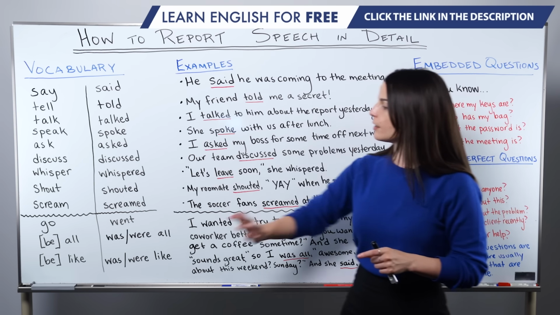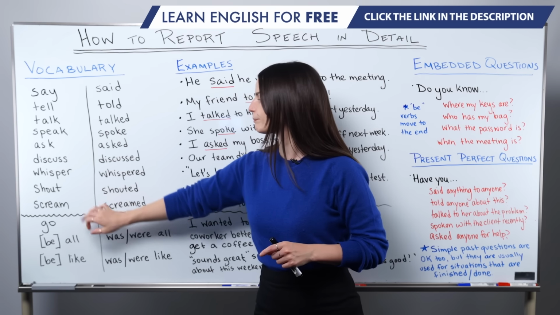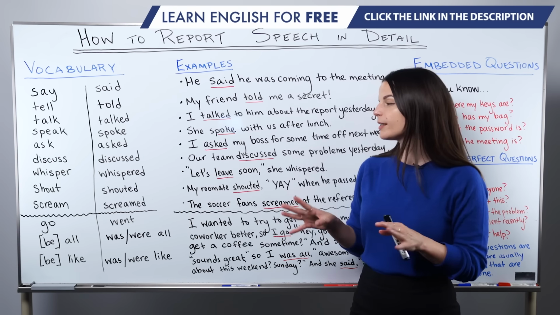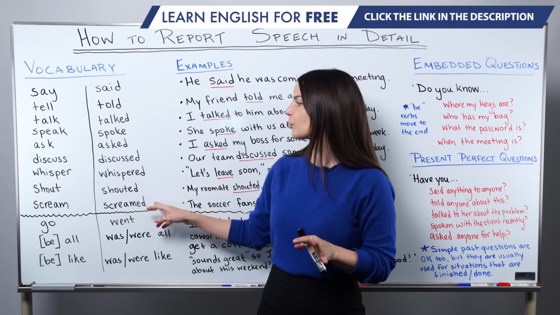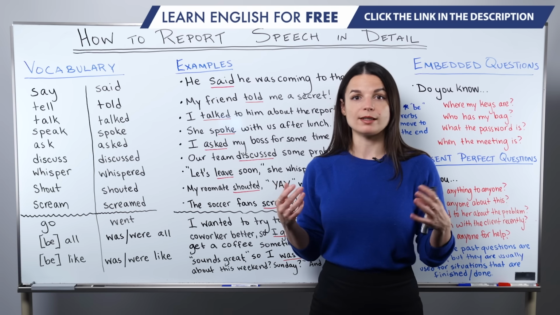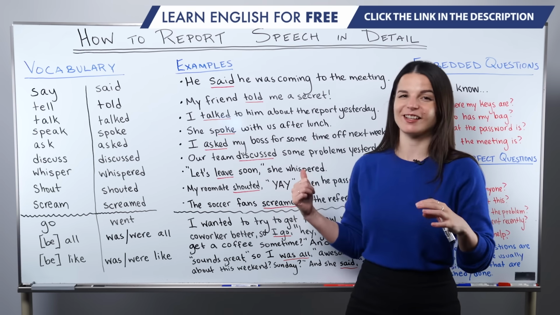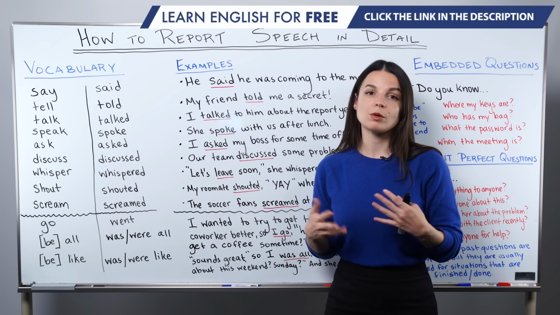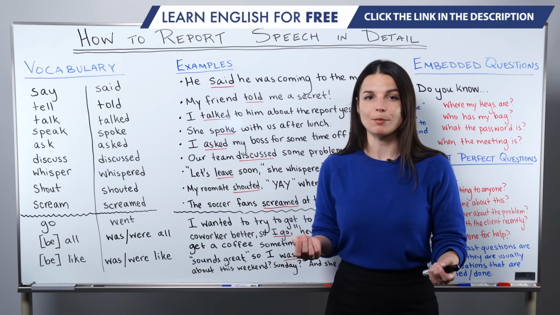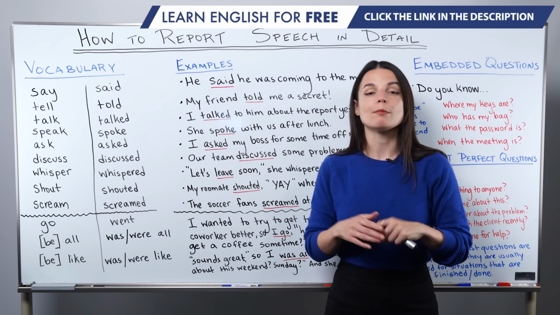Okay, so let's look at our last verb, scream. To scream, and past tense, screamed. So what's the difference between shout and scream? Shout, as I said, is a really, really loud voice, like yay, as in this example. Or sometimes when we use an angry voice, or when we have angry feelings, we might shout about something. Or if we hurt ourselves, maybe, we might shout.